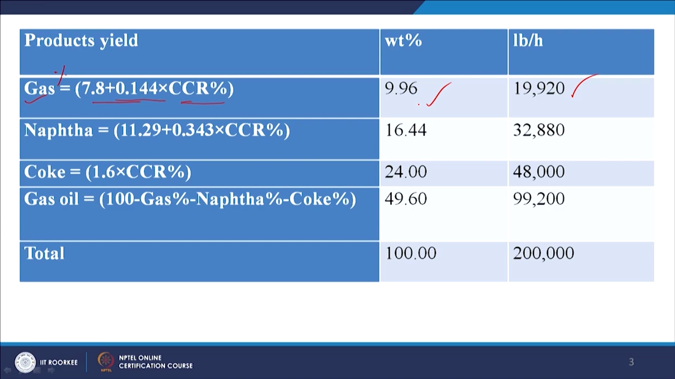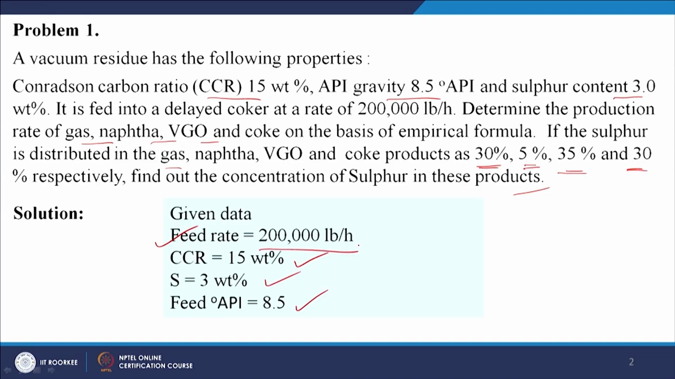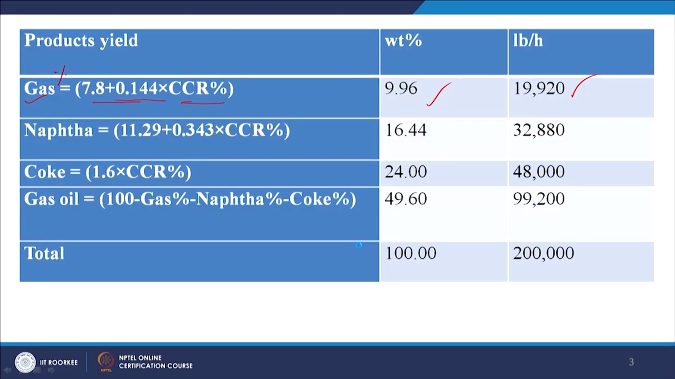So, how much feed did we have? We had 2 lakhs pound per hour. So, 2 lakhs pound into this percent, that is 0.0996, is equal to 19,920 pound per hour. Then for the naphtha, what will be the percentage? It is 11.29 plus 0.343 into CCR weight percent. Here we put 15 and apply this formula, and we are getting 16.44 weight percent.